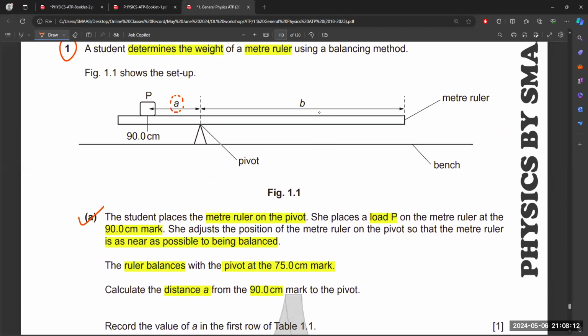And it is mentioned she balances the meter ruler at the 75 centimeter point. So this point is 75 centimeter and the object is placed at 90 centimeter. So they are asking about distance A. So distance A is 15 centimeter away from the pivot, right? So this is a simple idea.